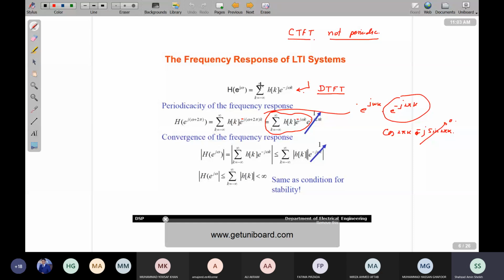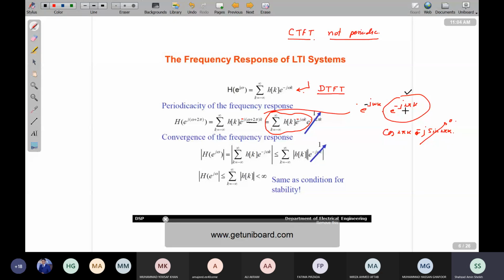That would be the sum over k equal to minus infinity to infinity of h of k, in the same way, e^{-j ω} is replaced with (ω plus 2π) times k, and now you will be opening it. So this will become e^{-jωk}, which is written here, and the second thing is e^{-j2πk}. That's the term, and that's in fact equal to 1.